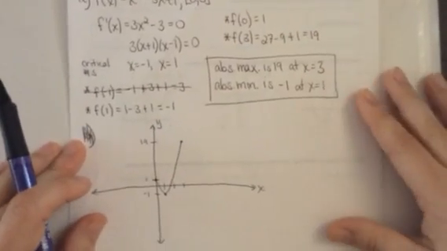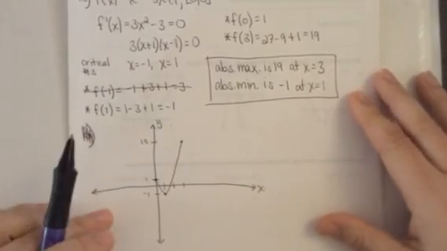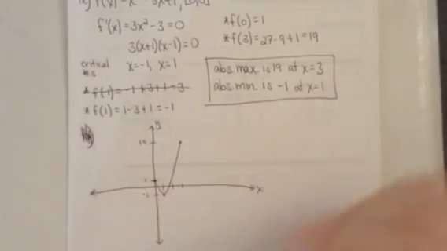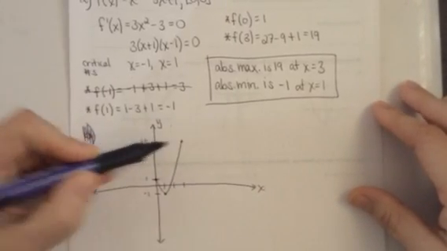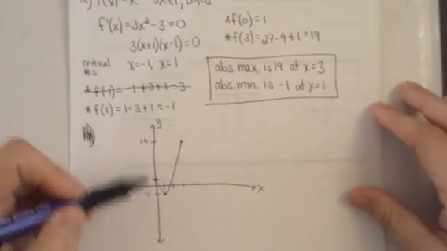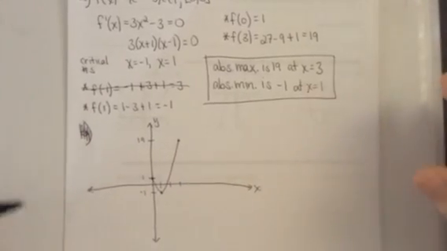I don't want to waste time. But on this graph, I'm only looking at the interval from 0 to 3, so the absolute max is the highest point. The absolute max, the highest value that this function attains on this interval, is 19, and the lowest value is -1. So it's as simple as that.